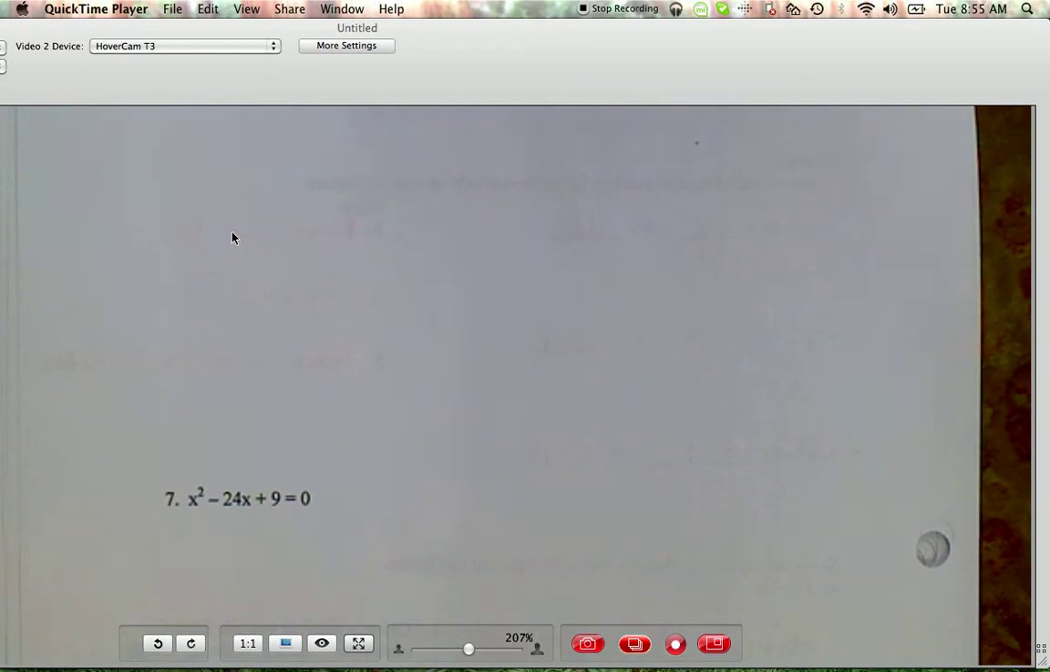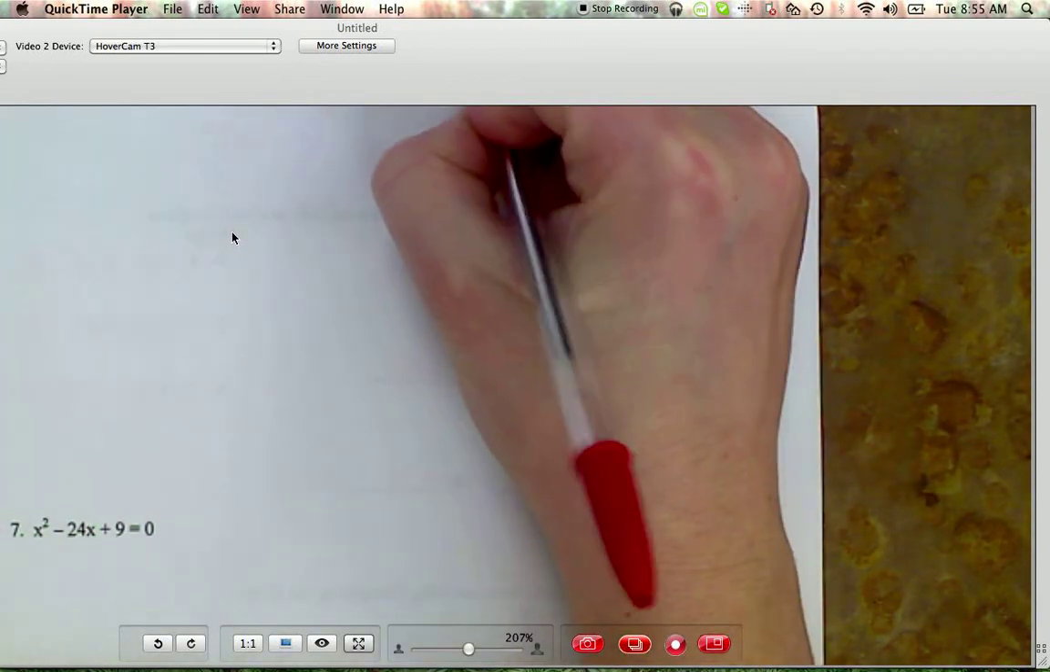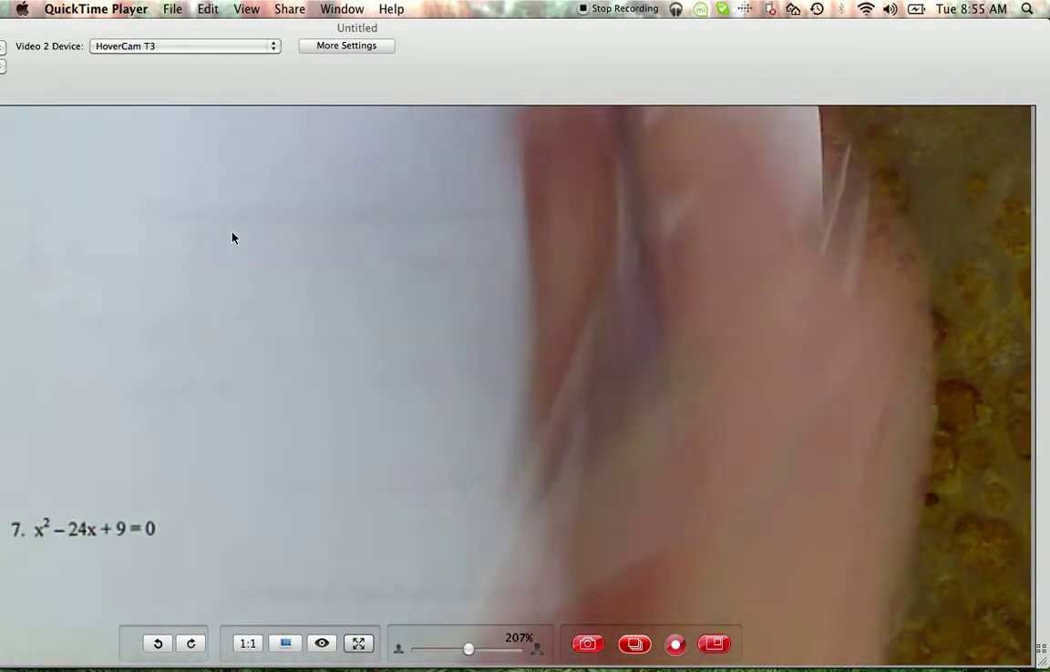Let's move on to the back side. We'll try one more together. Let's jump to number 6, actually, and we have to make a little adjustment here. This should be an x and not a y.